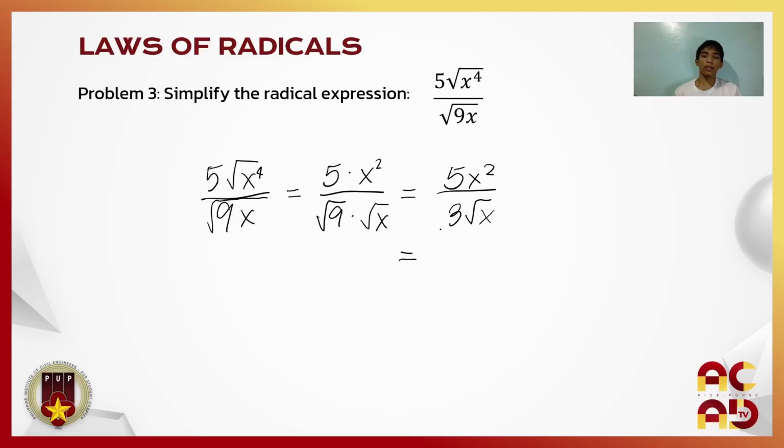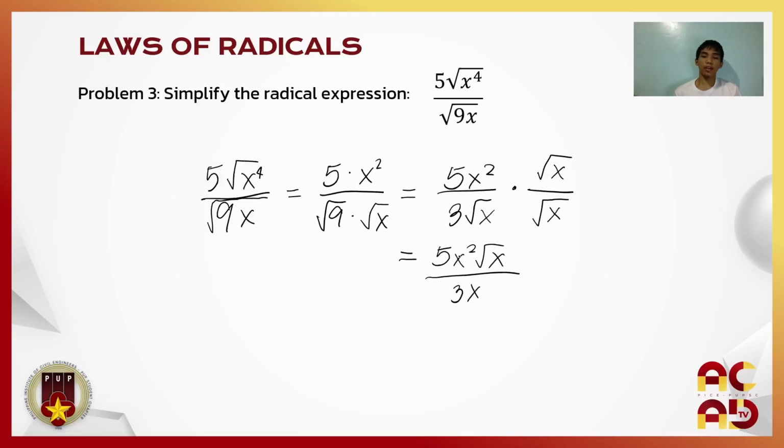And then, remember na kailangan din natin itong i-rationalize kasi nga, bawal yung radical sa denominator. So, multiply natin both ang numerator and denominator by the square root of x. So, magiging 5x squared, the square root of x, over 3x.